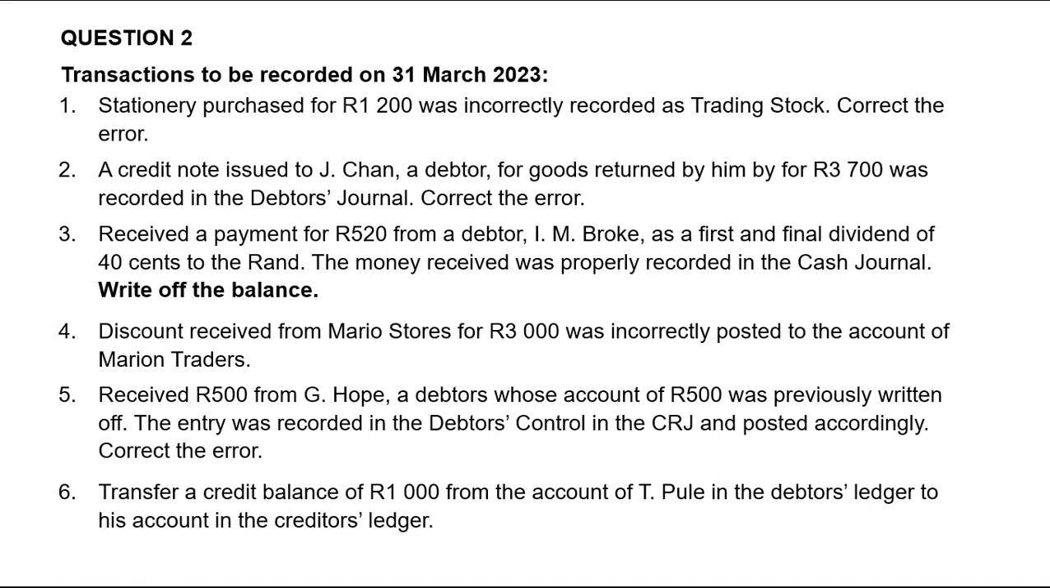So we know that we need to credit trading stock and we debit the correct entry, which is stationery. Stationery is an expense. When we buy stationery, we will debit it. But instead of crediting bank or creditors control, we are going to credit trading stock to make sure that we take trading stock back to 0, because it was not supposed to have increased either way.